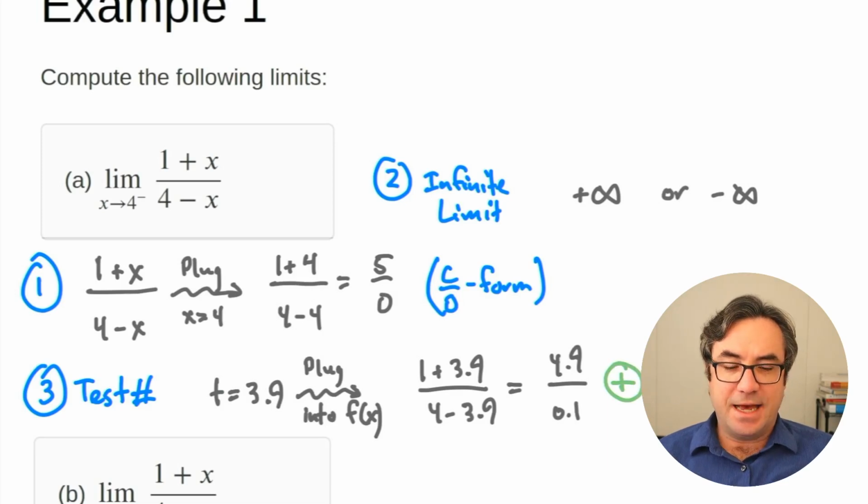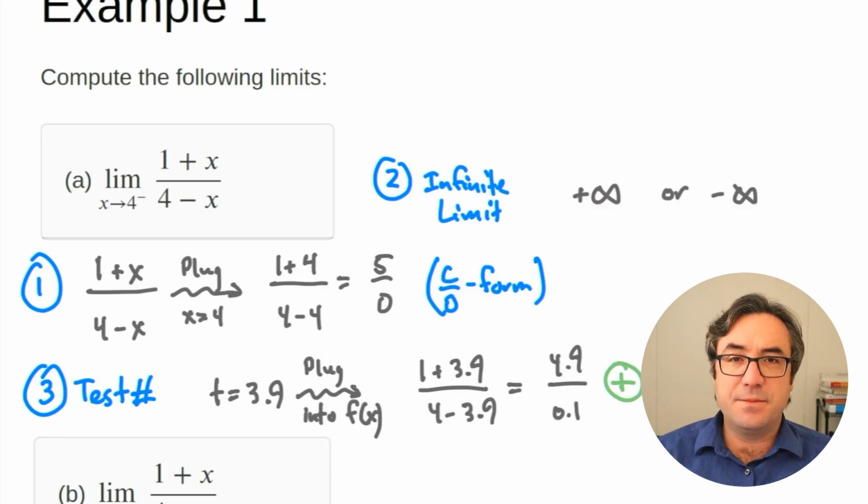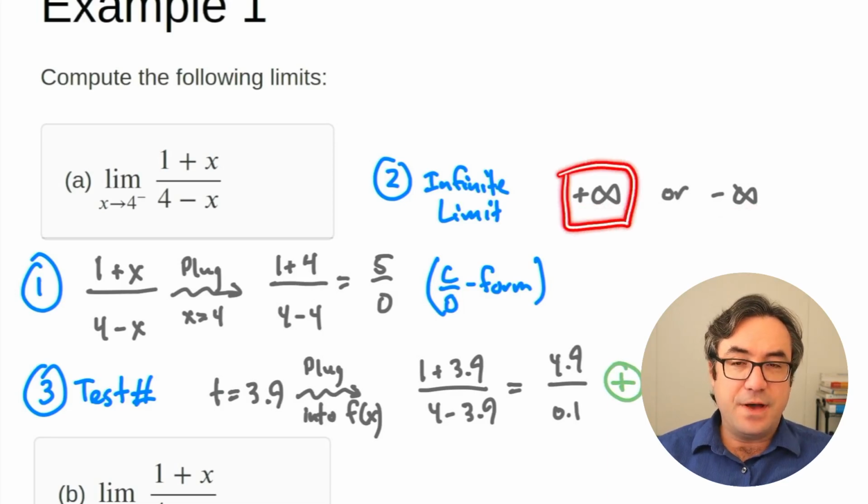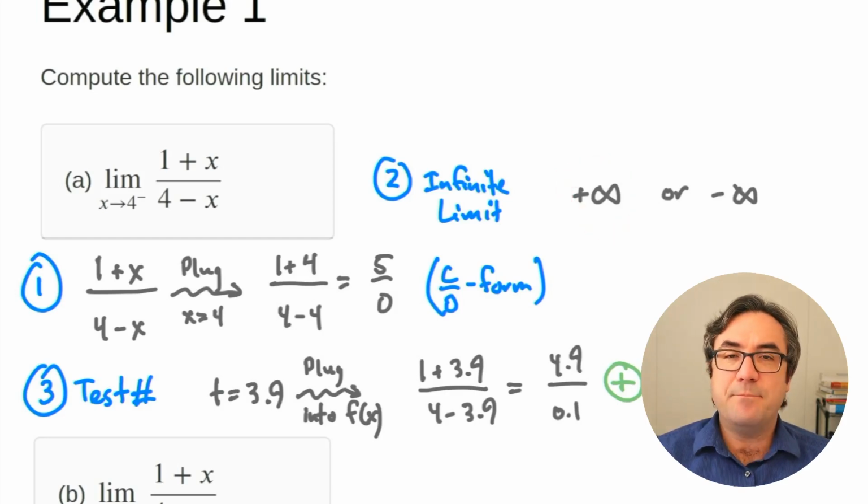So what that tells us is we had two choices for what this infinite limit would be, and we found that the values are positive, so it must be positive infinity.